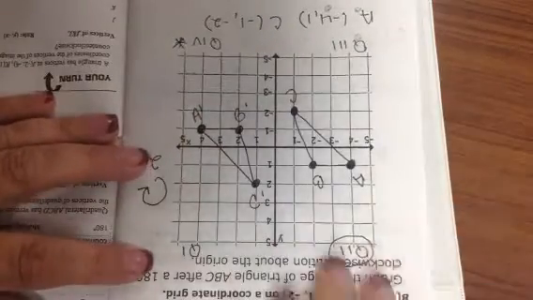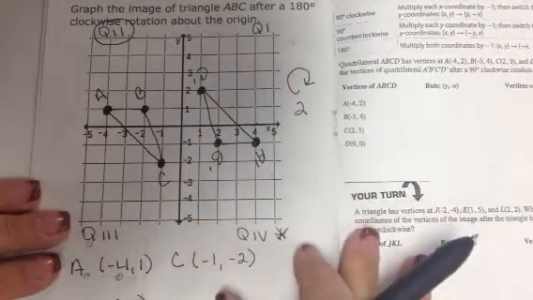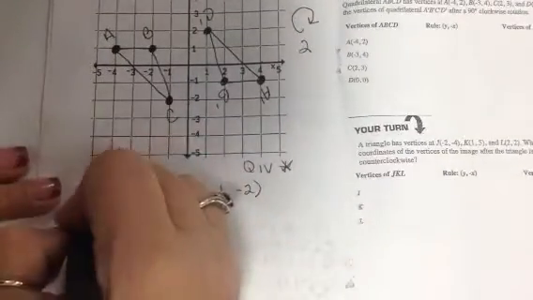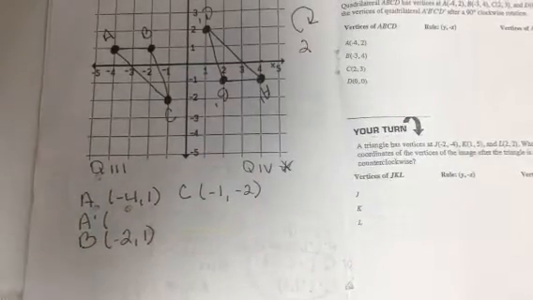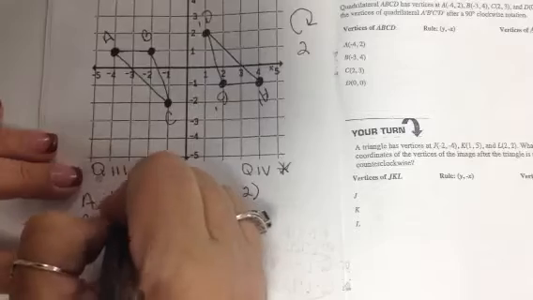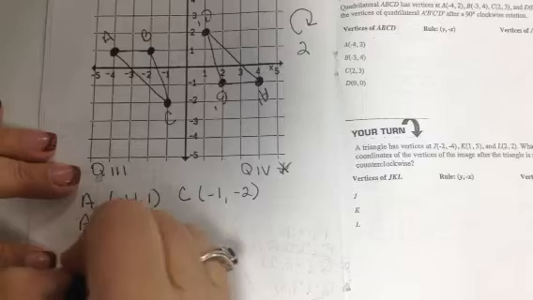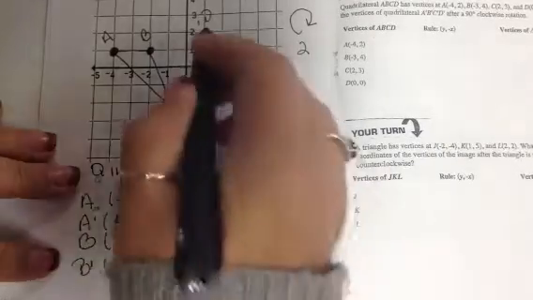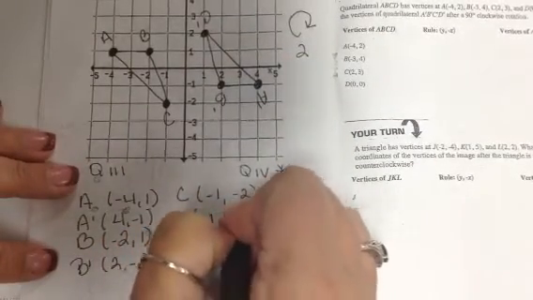Okay? In order to get the ordered pairs, we've got to turn it back around to the original spot. 1, 2, 3, 4. Okay? And then we're just going to plot those points again. Okay, A prime. A prime is going to be 4, -1. B prime is going to be 2, -1. And C prime up here is going to be 1, 2.